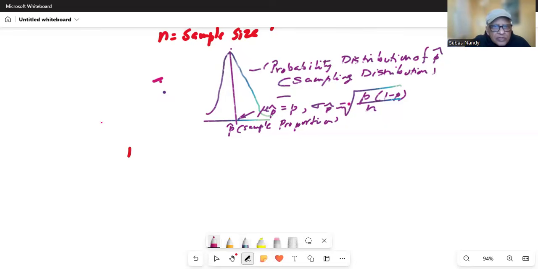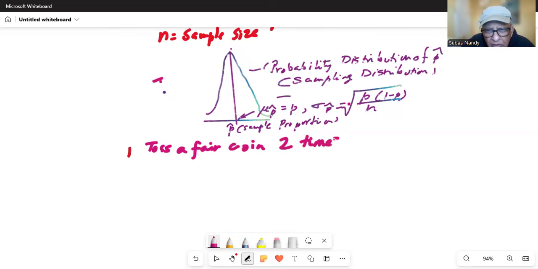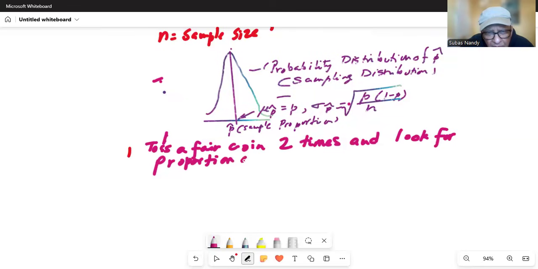So we are going to check it out by tossing a fair coin 2 times and looking for the proportion of heads in the sample, which we will call p hat. So how is that going to work?